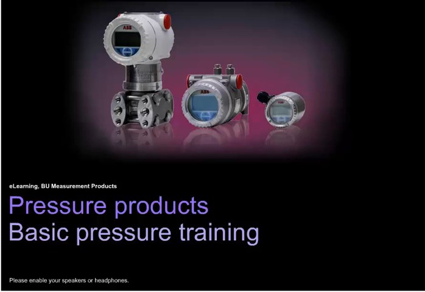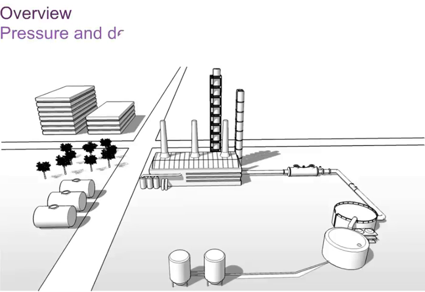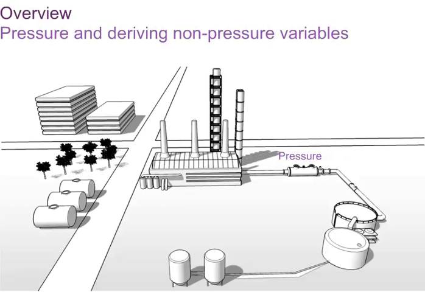This training module will introduce you to the basic principles of pressure. Pressure or differential pressure measurement in a process or plant can be used as direct measurement to detect the pressure in a pipe or, for example, the differential pressure between input and output of a filter, but also in a lot of applications for the measurement of some other variables.